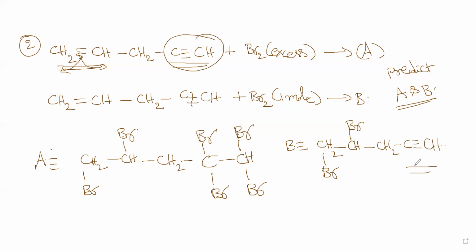Sir, can you explain this question once again? In A, the Br2 bromine is in excess. Excess means a huge amount of bromine is there. So what happens is the breaking is like this. First you understand this.